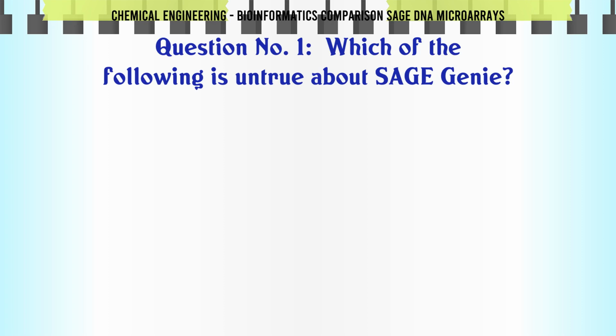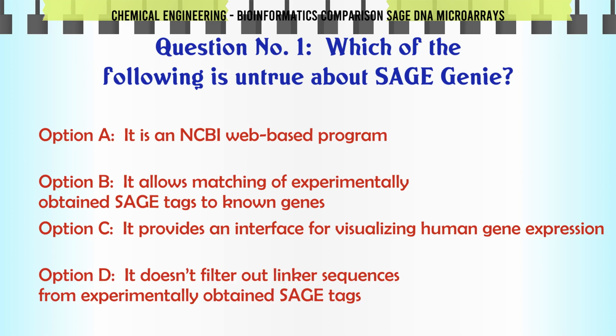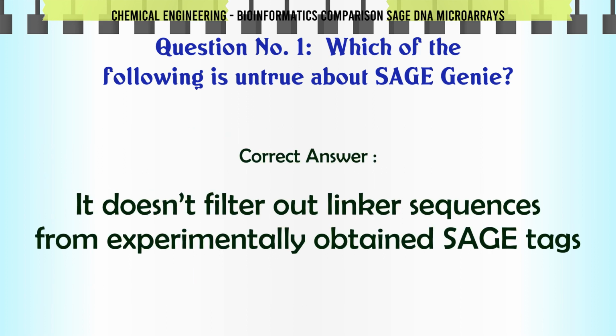Which of the following is untrue about SAGE Genie? A. It is an NCBI web-based program. B. It allows matching of experimentally obtained SAGE tags to known genes. C. It provides an interface for visualizing human gene expression. D. It doesn't filter out linker sequences from experimentally obtained SAGE tags. The correct answer is, it doesn't filter out linker sequences from experimentally obtained SAGE tags.